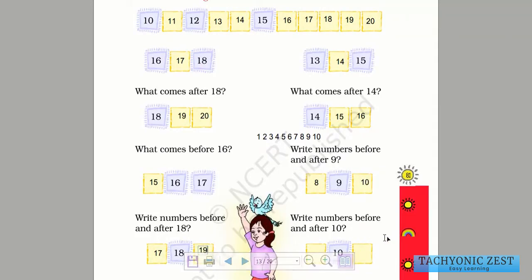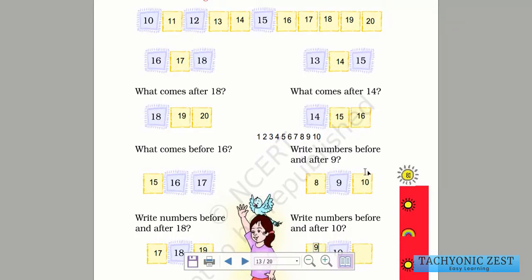Write numbers before and after 10. Okay, so before 10 and after 10. To write the number before 10, we will count from 1 to 10 and see what comes before 10. So 1, 2, 3, 4, 5, 6, 7, 8, 9, 10. So before 10 it comes 9. So we will write 9 here.